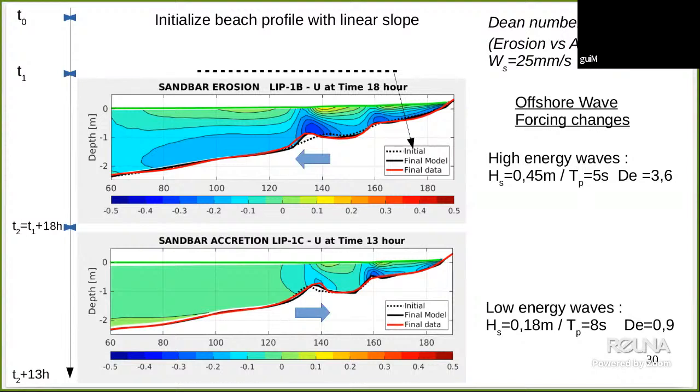It's the Dean number. It's a ratio between the significant wave height, peak period, and settling velocity. The settling velocity doesn't change anyway. But this number gives you an idea which is predominant between erosion and accretion. So you can see here it's positive. So the theory told us that erosion processes are taking place here.